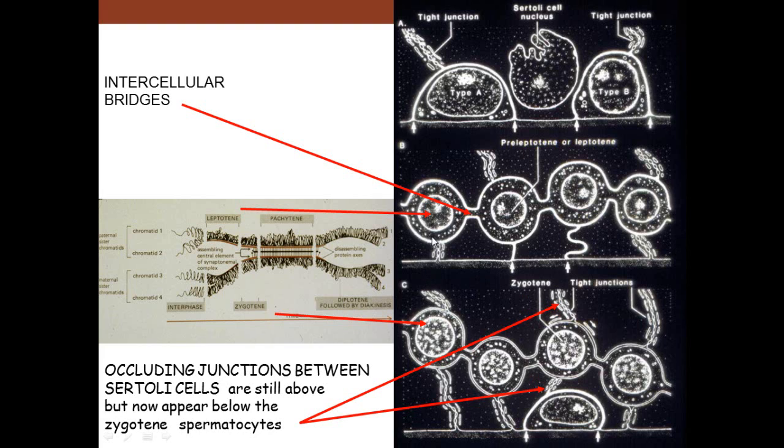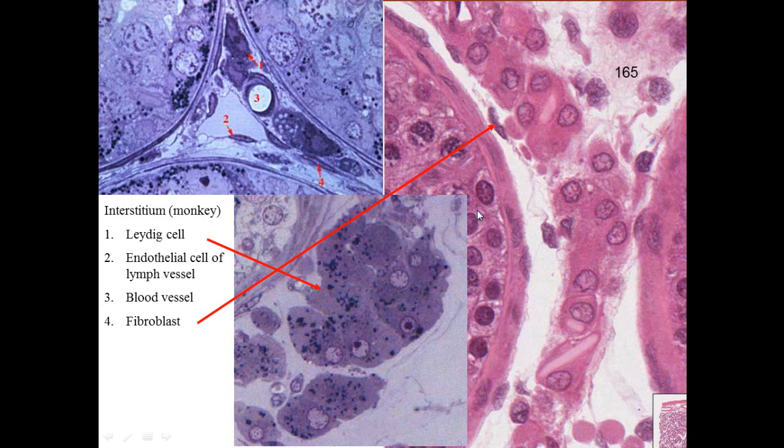So not only do you have cells that have to go through from the basal to the luminal compartment through these junctions, they're also connected to one another with these intercellular bridges, which makes it more complicated.